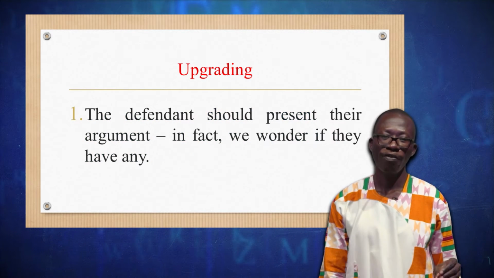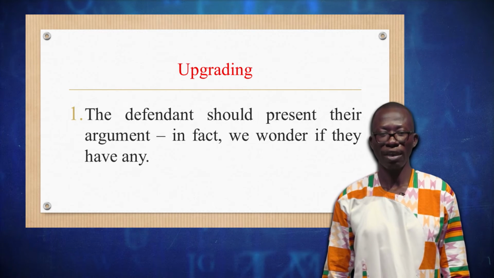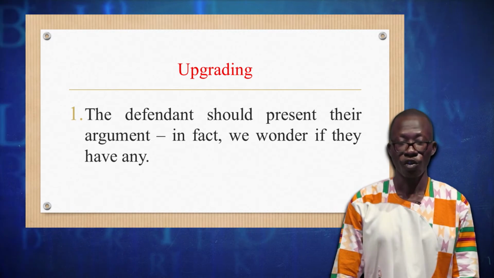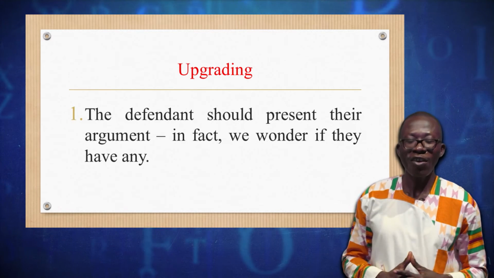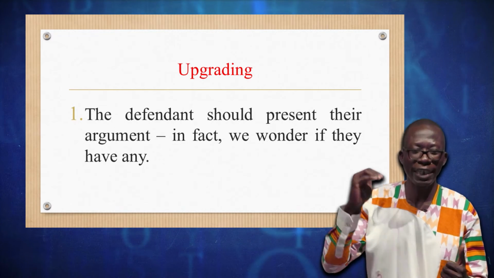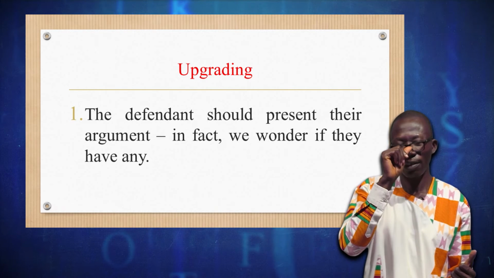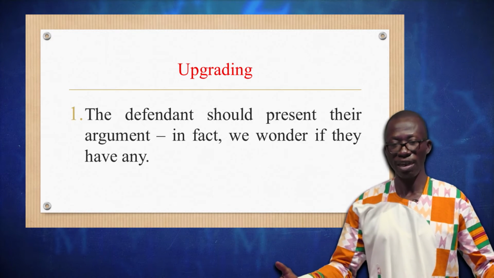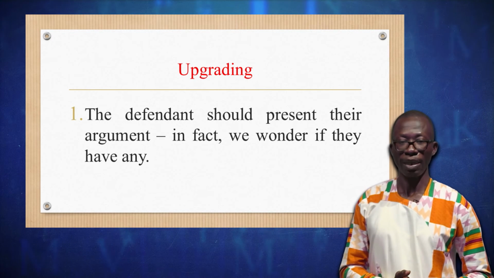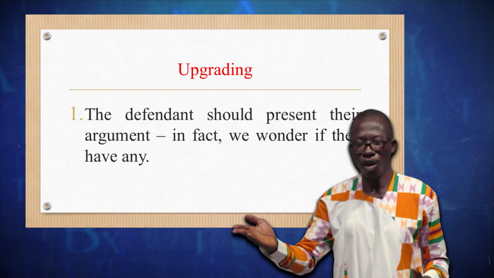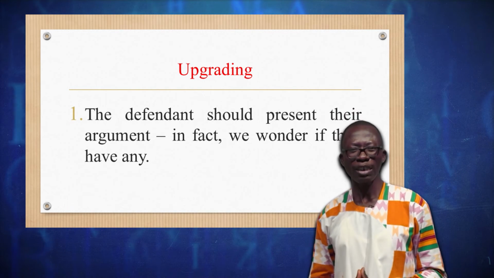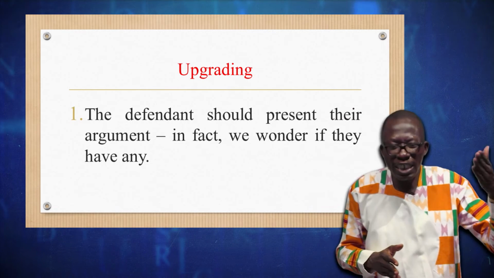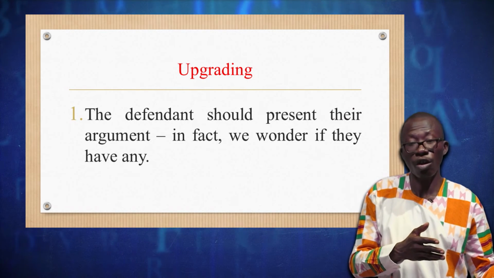So let's see. The defendant should present the argument. In fact, we wonder if they have any. Wow. So here, the second clause is presenting a further argument of knowledge that the first clause didn't present. So the defendant should present the argument. Yes, a situation where you have a plaintiff and a defendant. So the defendant is expected to present an argument. But in the second clause, we are realizing that the speaker has a stronger information that completely defeats what is expected in the first clause.